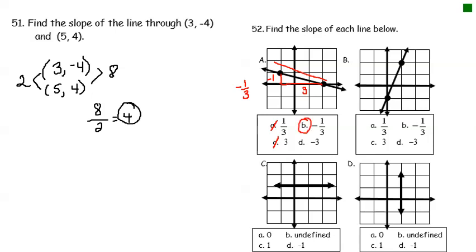Next one, notice this line is going up from left to right, so I can get rid of all of the negative slopes. Start with the point on the left, and it goes up 1, 2, 3, so we go up 3 over 1, so 3 over 1 is C. Okay, now if we've got a horizontal line, we know that answer has a 0 slope, and if we have a vertical line, that's undefined.